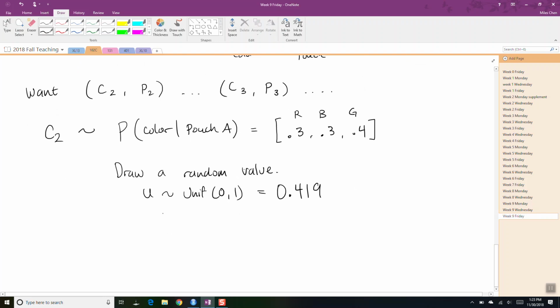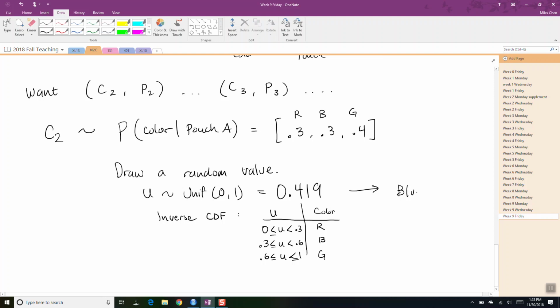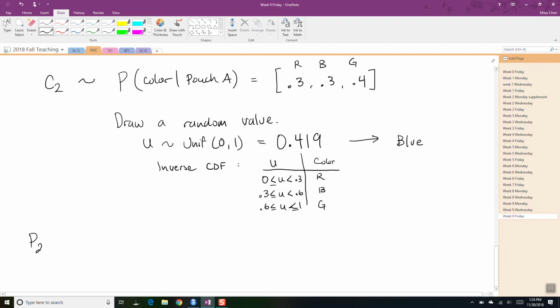Inverse CDF, okay. So we're going to do inverse CDF. What does inverse CDF look like here? If U is between 0 and 0.3, then color would be red. The next is 0.3 less than U less than 0.6, and that would be blue, and then between 0.6 and 1 would be green. Based on this, this becomes blue. Is that all right?